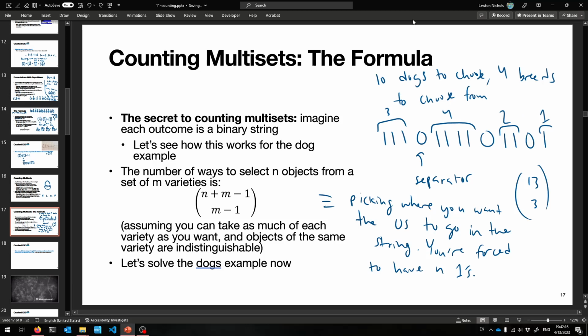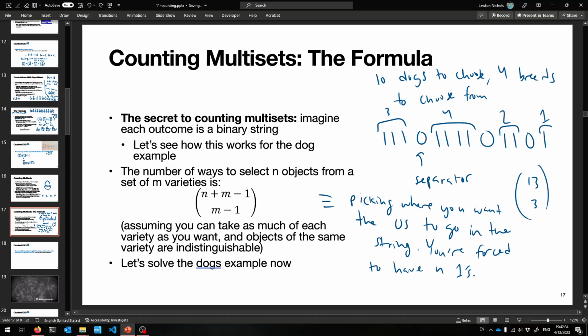That's kind of cool, all right? And this is all, though, assuming you can take as much of each variety as you want, and each object of the same variety is indistinguishable. So you can't differentiate between the Golden Retrievers. It's just like, I want this one and that one. There's no difference in the order or anything like that.